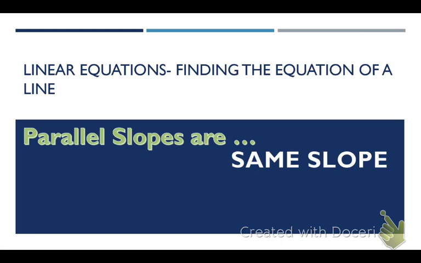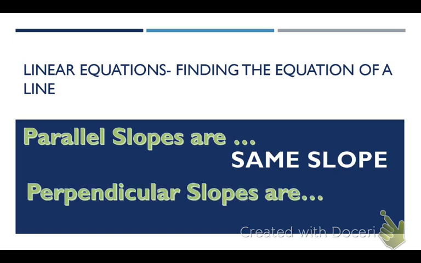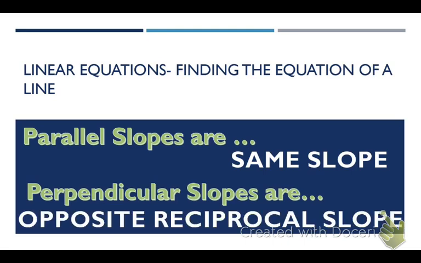So the second one, can anybody take a guess what the second slope we're going to be talking about? Perpendicular slopes. So perpendicular slopes are opposite and reciprocal slopes. And I'll give you examples, but just go ahead and write that down first. So perpendicular slopes are opposite reciprocal slopes.